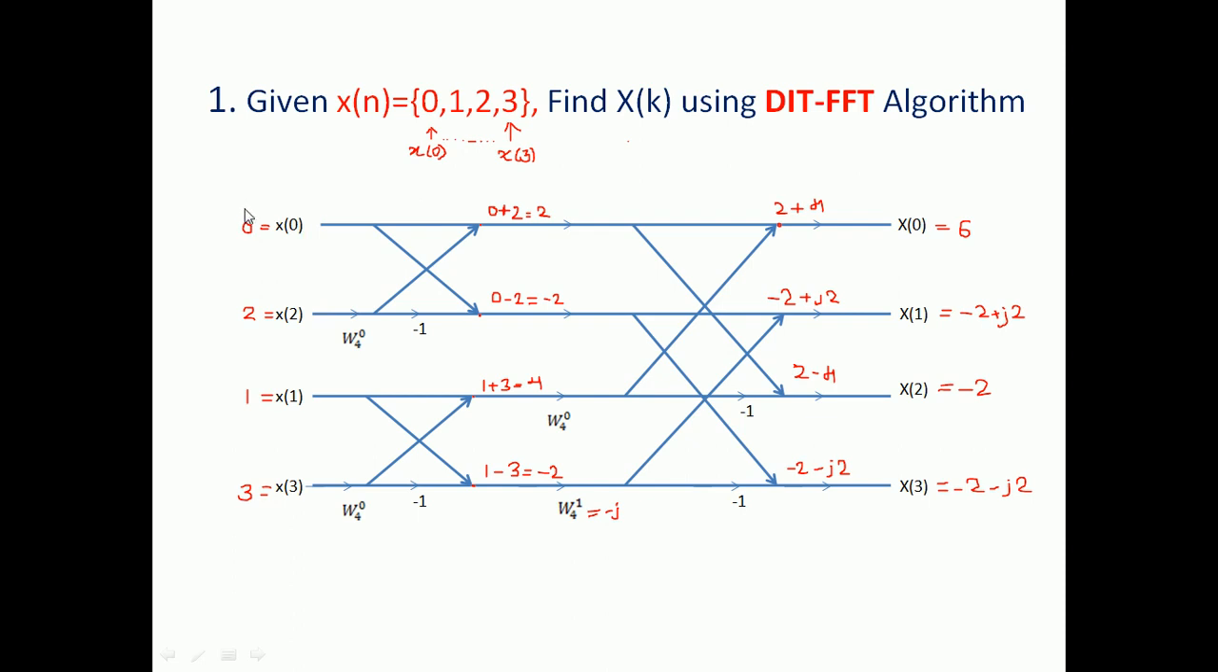Okay. So x of 0 is what? 0. X of 2 is what? 2. X of 1 is 1. X of 3 is 3. So this is one butterfly diagram. Now how to calculate this intermediate result? So this is 0. Okay. Next, this is 2. 2 into omega 4 to the power 0 is again 2 into 1. Omega 4 to the power 0 is 1. So 2 into 1 plus 0, that is 0 plus 2, you will get 2.